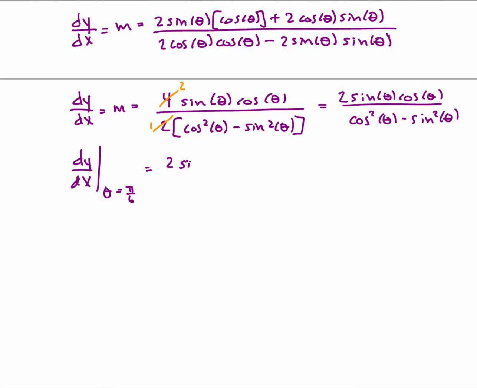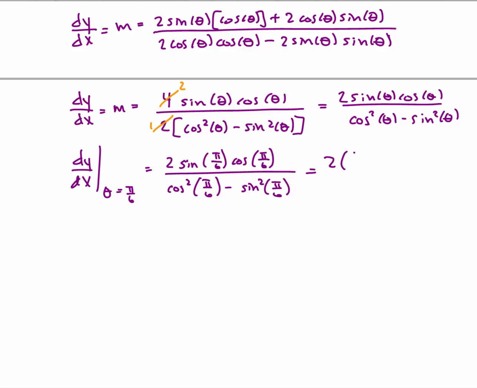So this is 2 sine pi over 6, cosine pi over 6, over cosine squared pi over 6, minus sine squared pi over 6. Okay, rewriting, sine of pi over 6 is a half, cosine of pi over 6 is square root of 3 over 2, and that of course is quantity squared, minus 1/2 quantity squared. 2's cancel, and I'm left with square root of 3 over 2 in my numerator. My denominator, I'll have 3/4 minus 1/4 is 2/4, or a half.